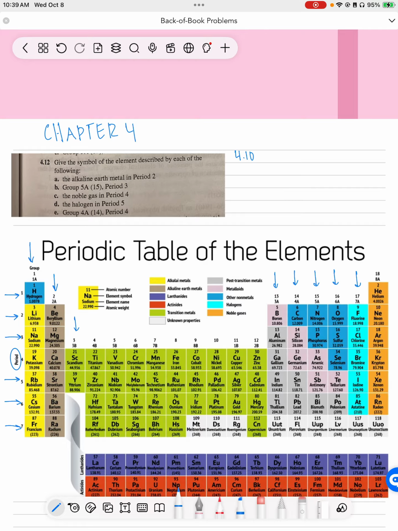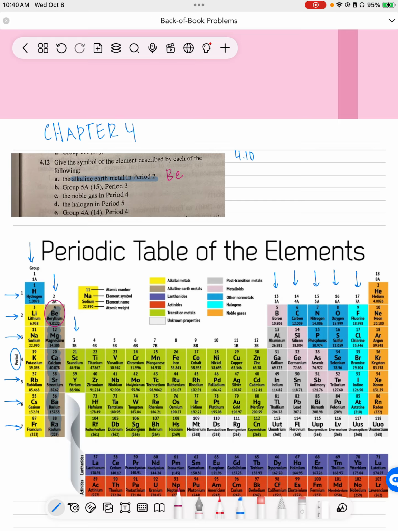So again, the first question asks the alkaline earth metal in period 2. So we want to go to period 2, right here. Here's period 2, and now we need an alkaline earth metal. Well, the alkaline earth metals are in group 2. You can see that there. Let's highlight it. These are the alkaline earth metals. And we want the alkaline earth metal that is in period 2. So let's circle period 2 right here. Period 2 alkaline earth metal would be beryllium.